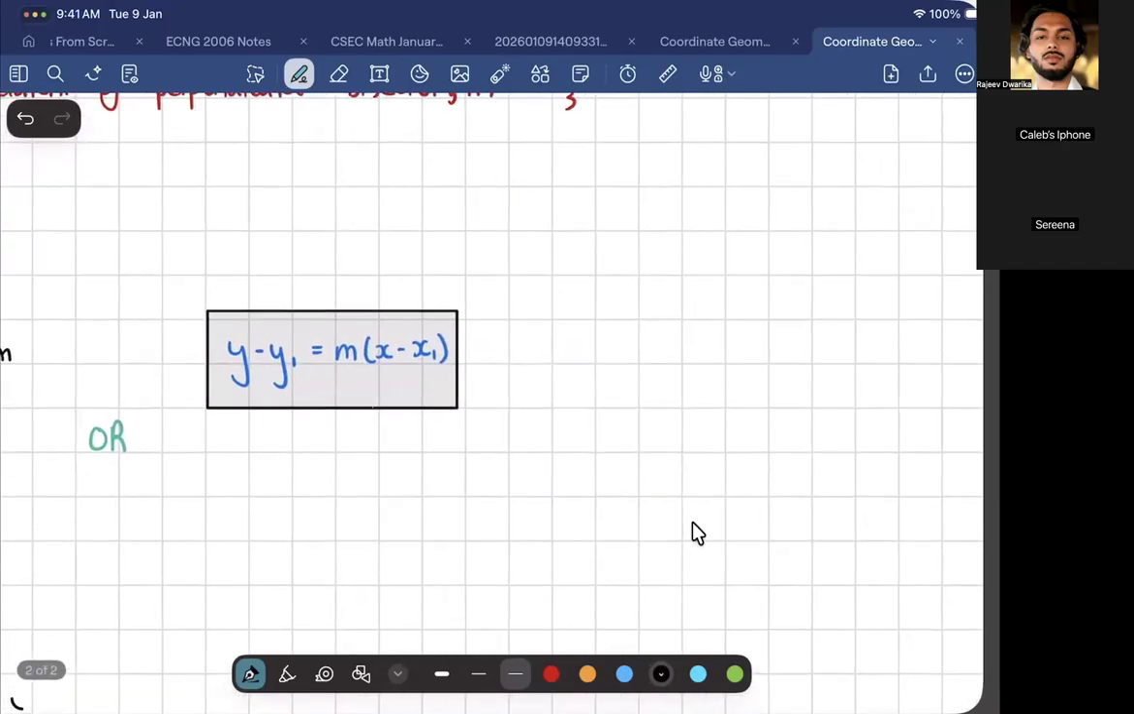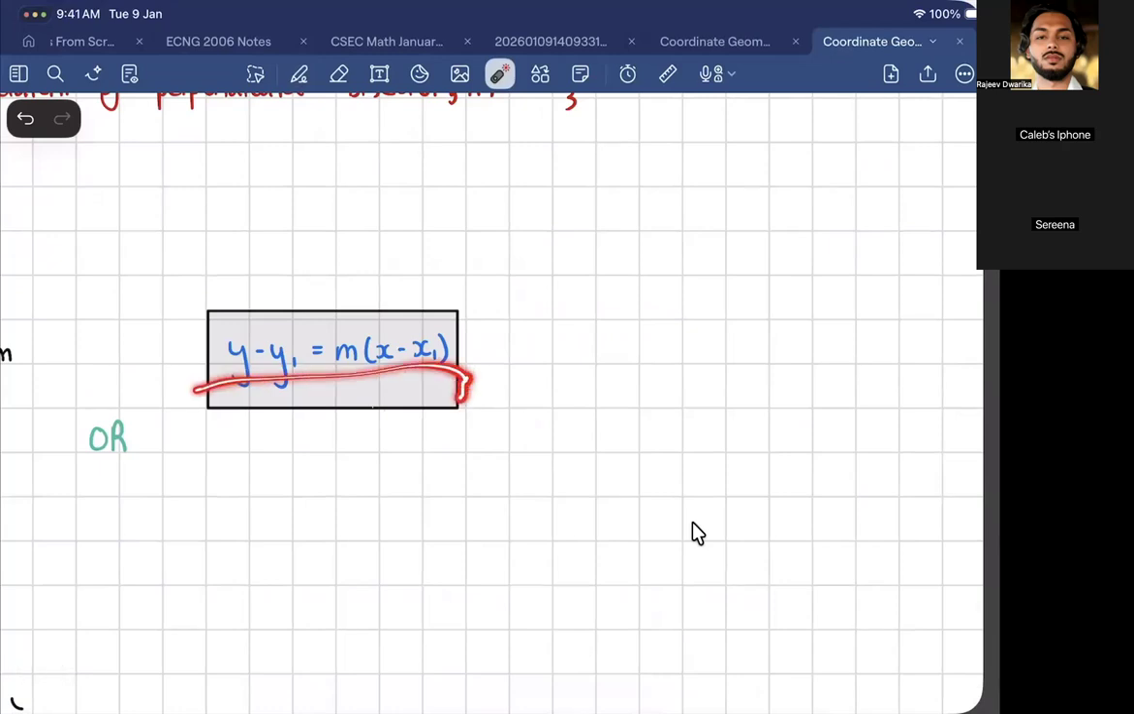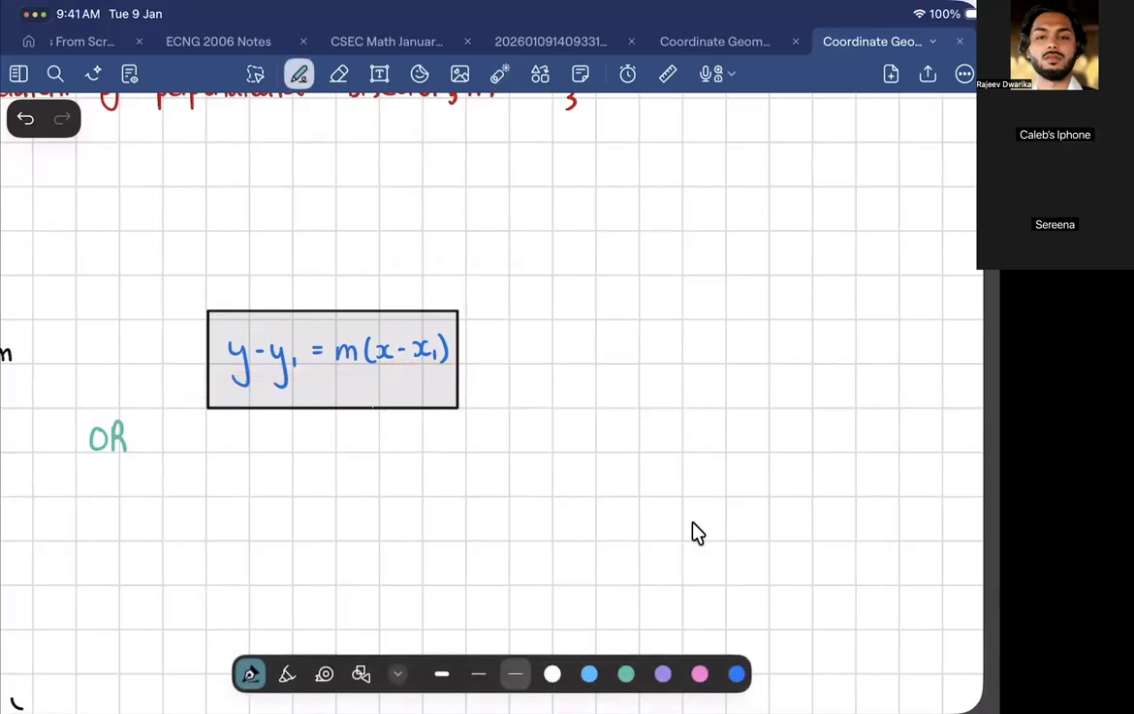And this is referred to as the what? Think about it, Serena. In this form, you have the what? The y-intercept? Not the y-intercept. The y-intercept is not here. The slope is there though. Caleb, haven't you seen m? Yes, sir. So this is called the slope, but it's not the slope-intercept form. The intercept is not here.